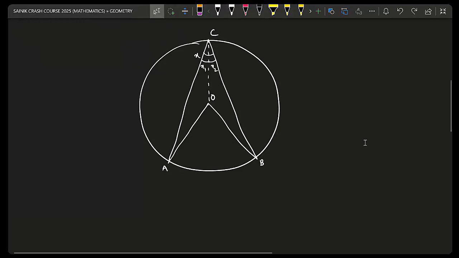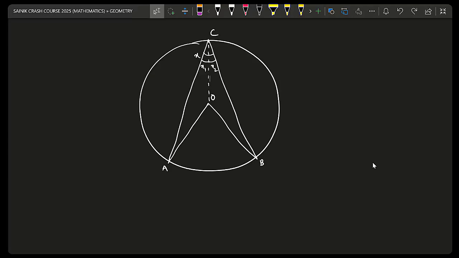Vishnu, can you answer which type of triangle is OCA? Sir, it is an obtuse angle triangle. Not according to the angles, I want according to the sides. Sir, I think it is an isosceles triangle. Can you say why? Sir, because the down part is a radius and the upper part is a radius also.